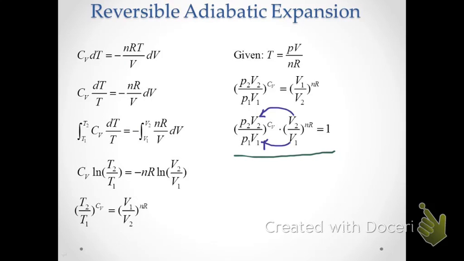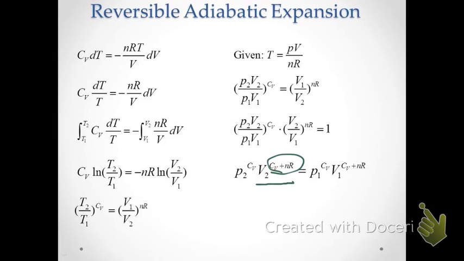Remember, when we multiply a number together, we add the exponents. So this becomes, in this case, CV plus NR associated with the volumes, and again, this is just algebraic rearrangement. What we will note here is that we've got P2V2 on one side and P1V1 on the other side.